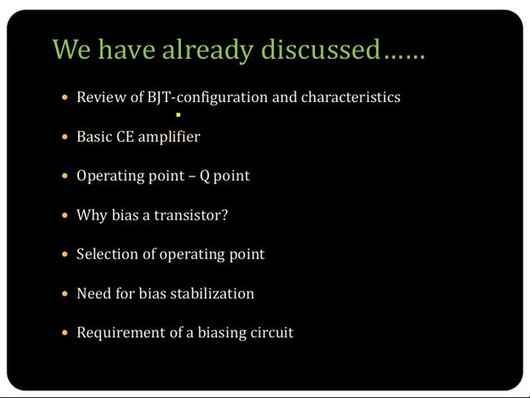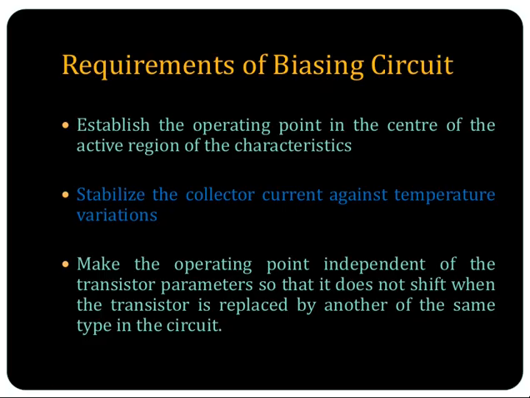So in our previous lectures we have already discussed the review of BJT configuration and characteristics. Then we moved on to basic common emitter amplifier. We discussed operating points, the quiescent point. Then we saw why we need to bias a transistor, how to select the operating point, the need for bias stabilization, and what the requirements of a biasing circuit are.